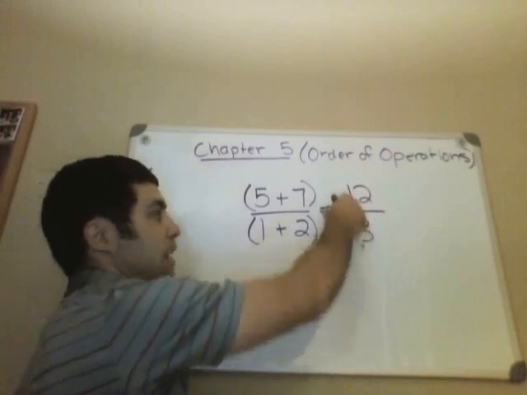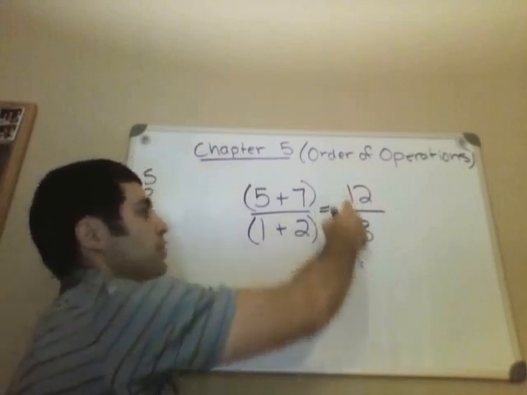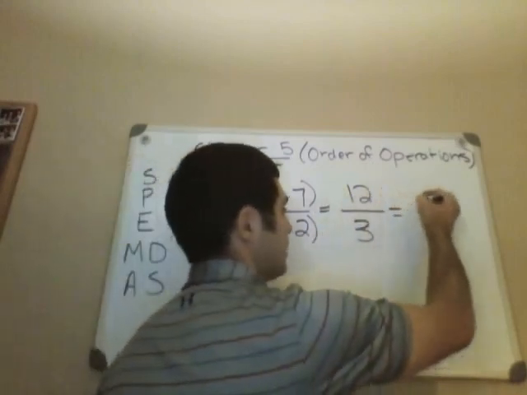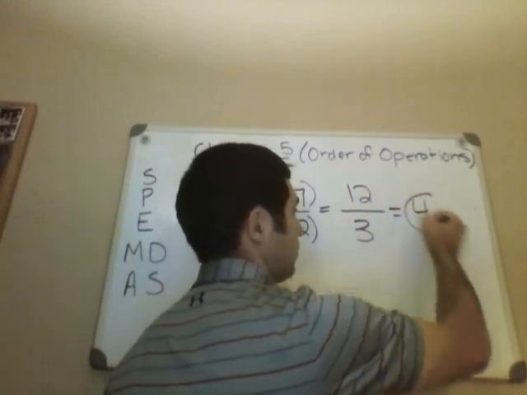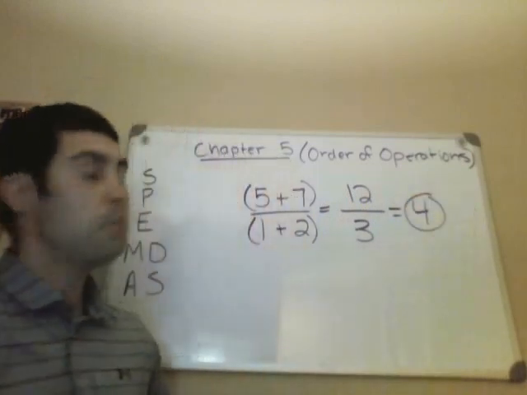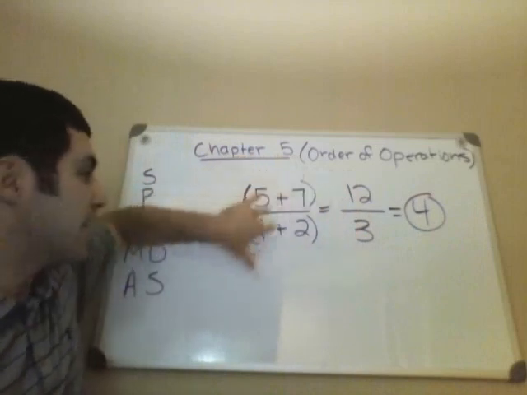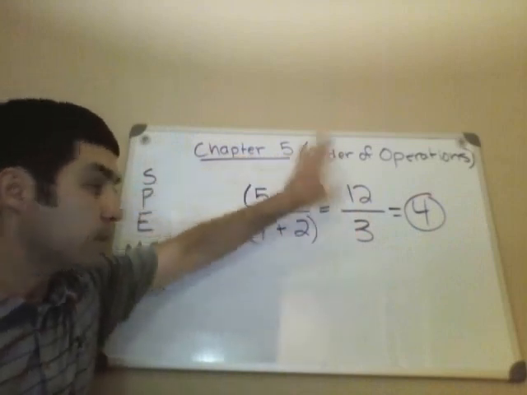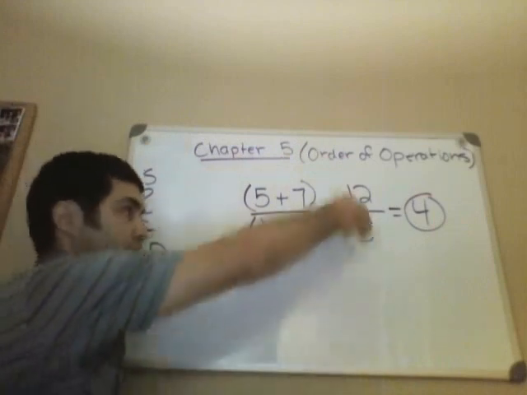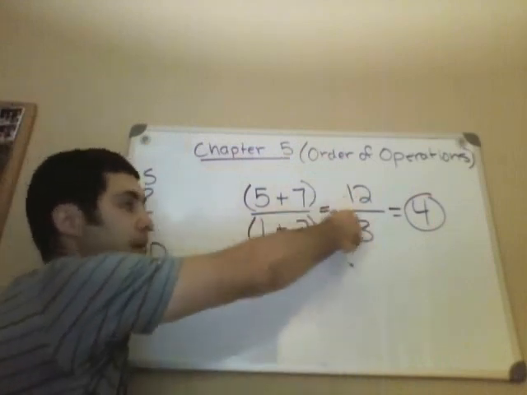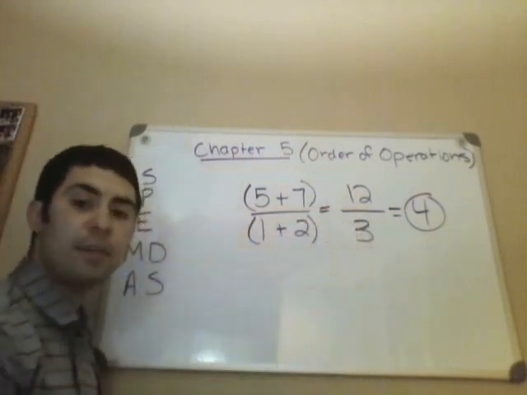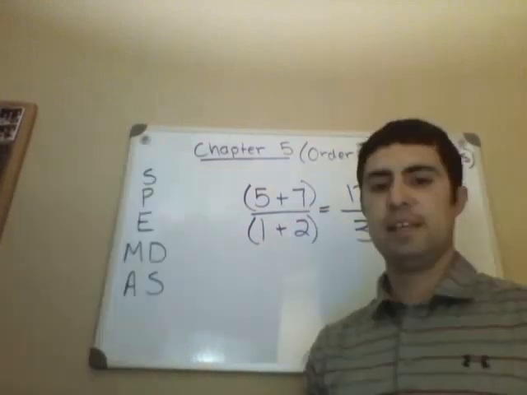Remember, in and out. Top divided by bottom. So what's 12 divided by 3? The answer is 4. The way you do that, though, is make sure you evaluate everything on the top of the fraction, evaluate everything on the bottom, rewrite the fraction, then divide. Top divided by bottom. 12 divided by 3 is 4.